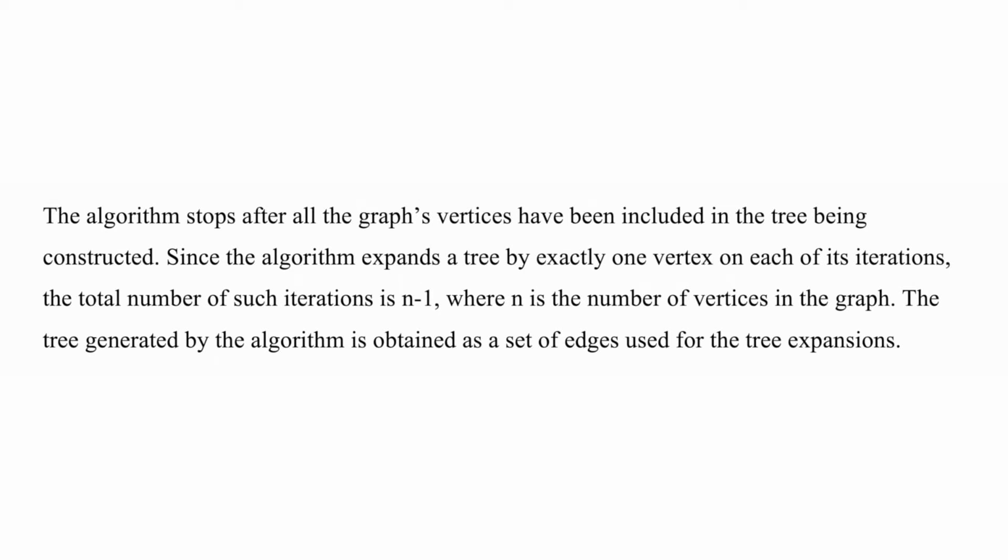The algorithm stops after all the graph's vertices have been included in the tree being constructed. Since the algorithm expands a tree by exactly one vertex on each of its iterations, the total number of such iterations is n minus 1, where n is the number of vertices in the graph. The tree generated by the algorithm is obtained as a set of edges used for the tree expansions.